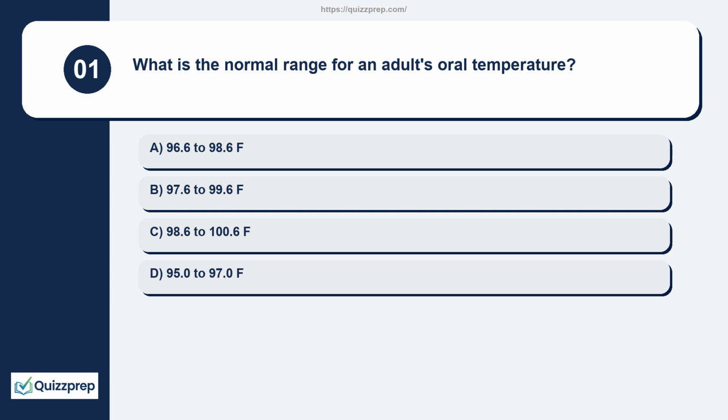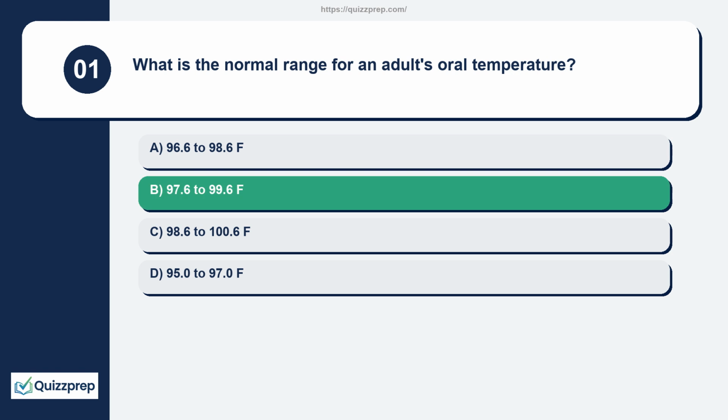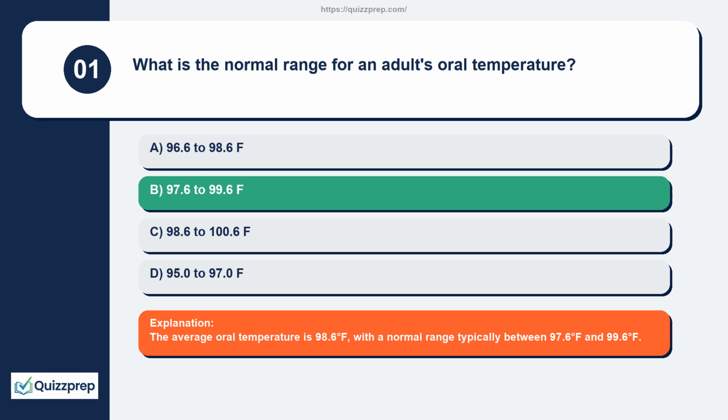Question 1. What is the normal range for an adult's oral temperature? 96.6 to 98.6 F, 97.6 to 99.6 F, 98.6 to 100.6 F, 95.0 to 97.0 F. The average oral temperature is 98.6 degrees Fahrenheit, with a normal range typically between 97.6 degrees Fahrenheit and 99.6 degrees Fahrenheit.